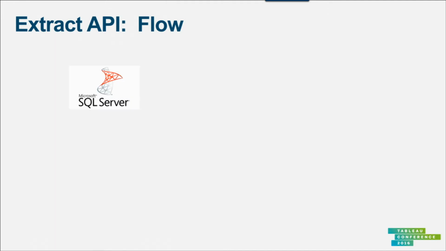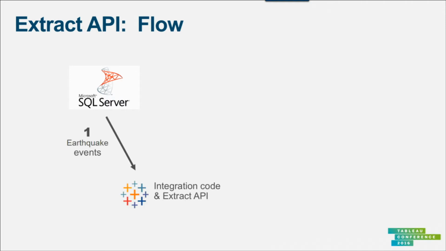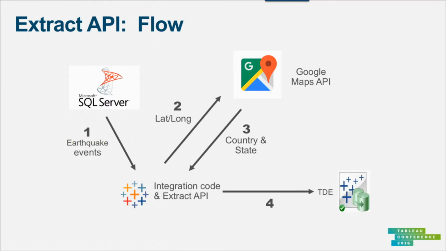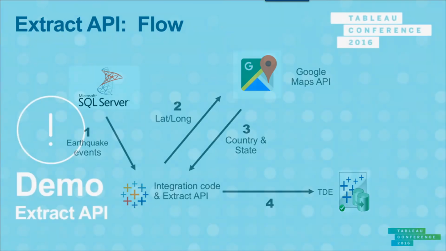So what we first did is we loaded our earthquake data into a SQL Server data warehouse. The web data connector is great for connecting to data feeds, but it's never going to replace the need for a robust, scalable, analytical warehouse like SQL Server. We then wrote some integration code that pulled down the latitude and longitude from SQL Server and passed it up to the Google Maps API. The Google Maps API then gave us back the country and state information of where that earthquake took place. And finally, our integration code made use of the extract API to generate a TDE file ready for our analysis. Let's take a look.